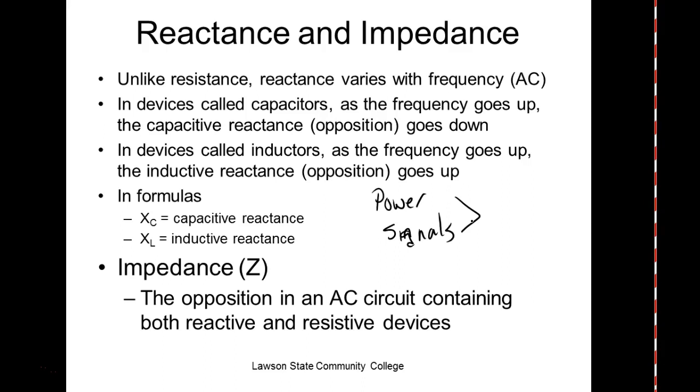Now, when we start combining resistance and reactive devices in a circuit, we call that opposition impedance. But you're going to find out that most of the people in AC call the opposition in an AC circuit impedance, even though there is no reactance in there at all.